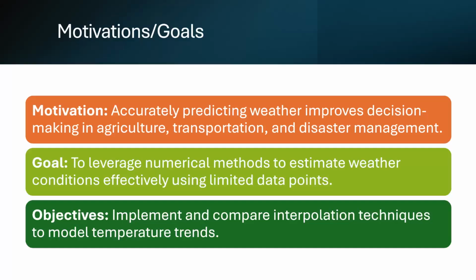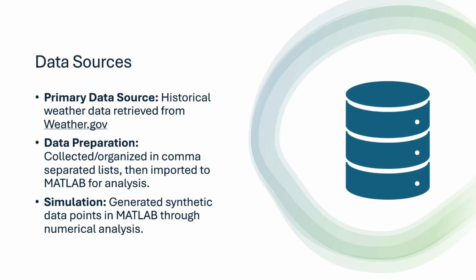First off, the motivation was to accurately predict the weather through decision making, whether that be through agriculture, transportation, or disaster management, and how we can use that maybe in the future for this project. Additionally, the goal was to leverage these numerical methods and estimate the weather conditions effectively using our data points. We'll explain a little bit later about how that data worked and what that looked like. And finally, the objective was just to implement and compare these interpolation techniques and model these temperature trends over a given period of time. In this case, it was over the course of a year.